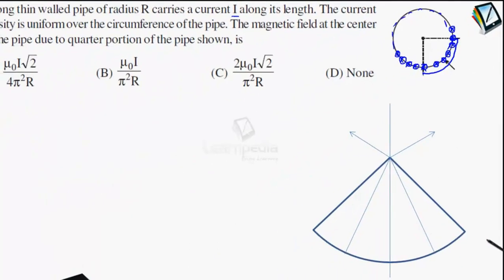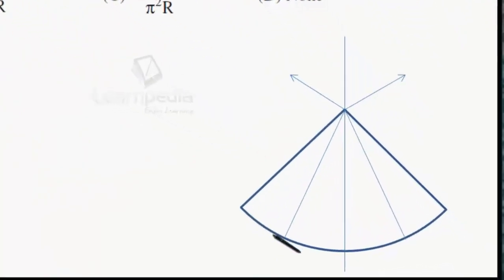So I have redrawn this here. Suppose this is the quarter portion of this pipe, and we assume that there is a segment at an angle theta up to a further angle d theta. That means the length of this segment will be r d theta. So this segment will act as a current carrying wire of infinite length, basically.